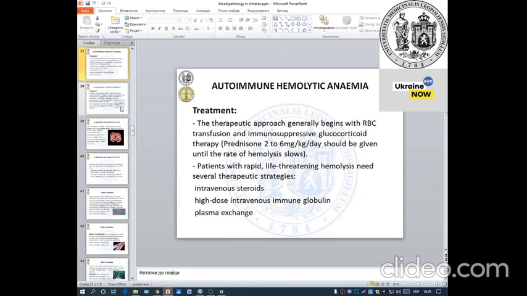The therapeutic approach for autoimmune hemolytic anemia generally begins with red blood cell transfusion and immunosuppressive glucocorticoid therapy, prednisone 2 to 6 mg per kilogram daily, which should be given until the rate of hemolysis slows. Patients with life-threatening hemolysis also need high-dose intravenous immunoglobulin or plasma exchange.